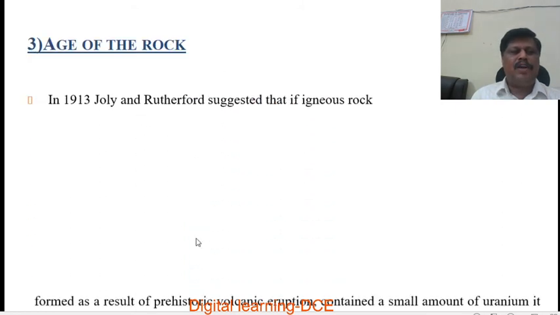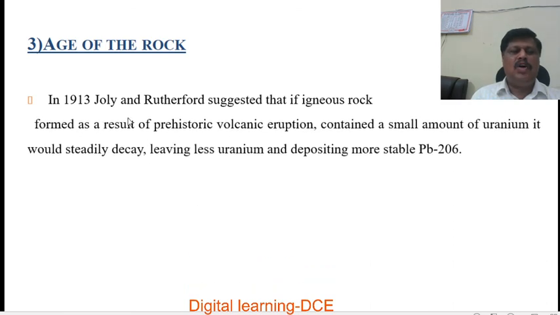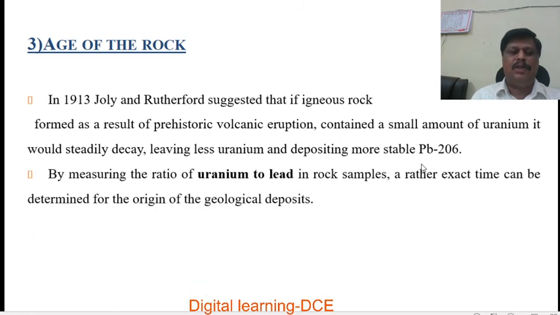The third one is age of rock. In 1913, Jolly and Rutherford suggested that if igneous rock formed as a result of prehistoric volcanic eruption contained a small amount of uranium, it would steadily decay, leaving less uranium and depositing more stable lead-206 isotope. By measuring the ratio of uranium to lead in rock samples, a rather exact time can be determined for the origin of the geological deposits.